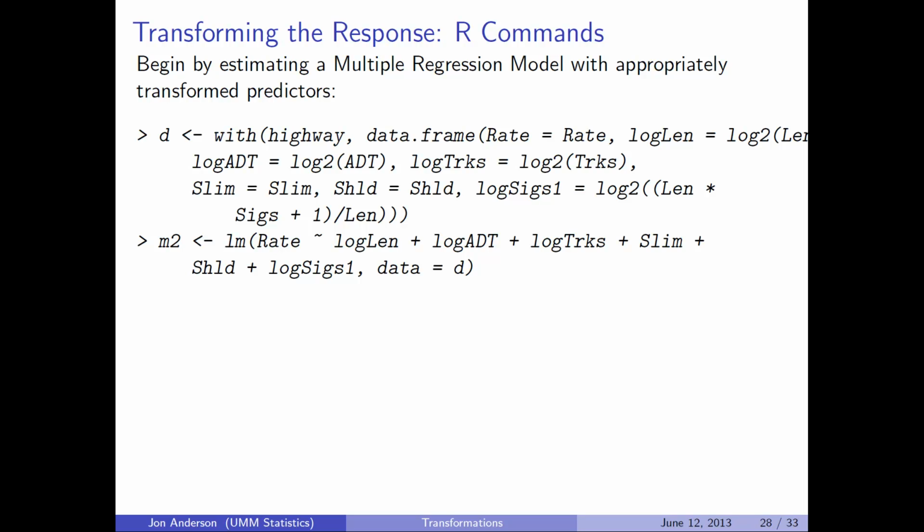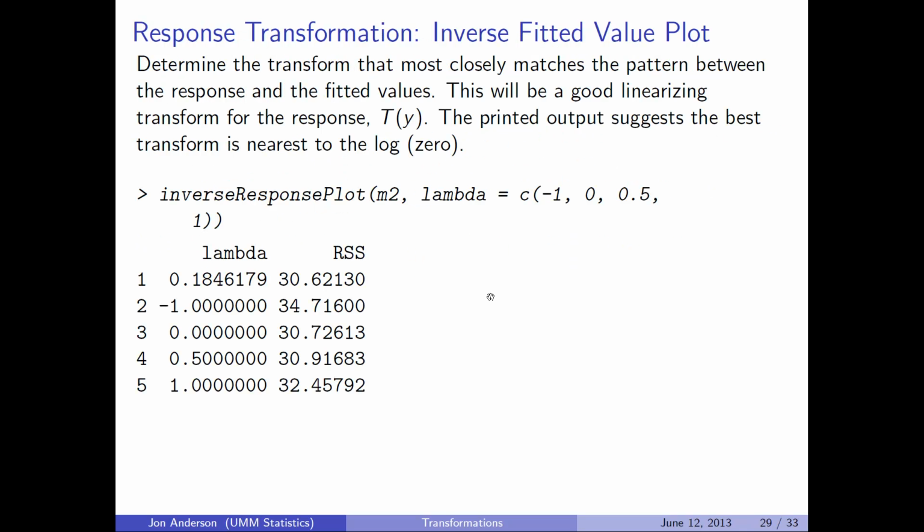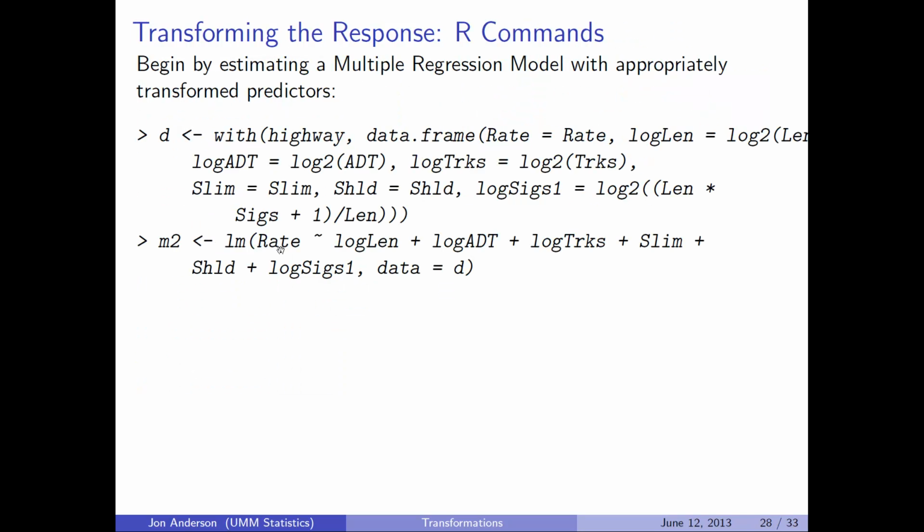We have a basic model here, M2, that relates the tax rate for gasoline in a bunch of states, and we'll explain it as a function of characteristics of the roads in particular states. So we have a basic multiple regression model, and we can use the inverse response plot to find an appropriate transform to transform the rate variable so that a linear multiple regression model will be appropriate.